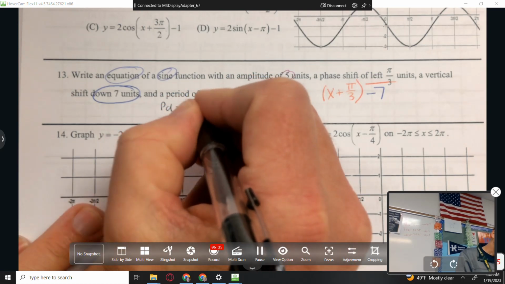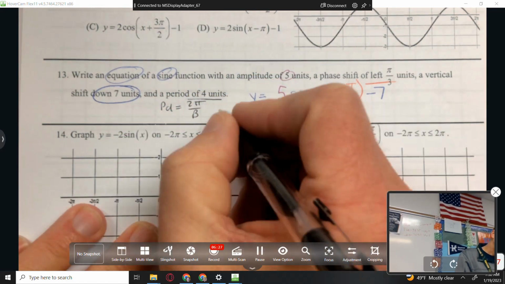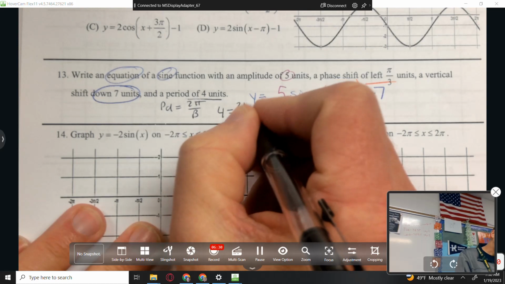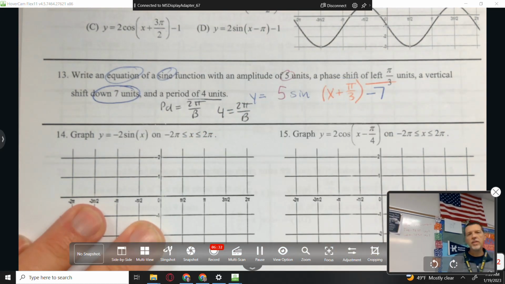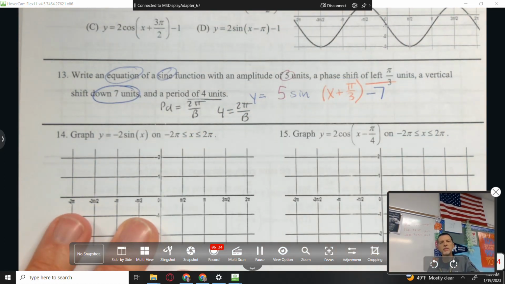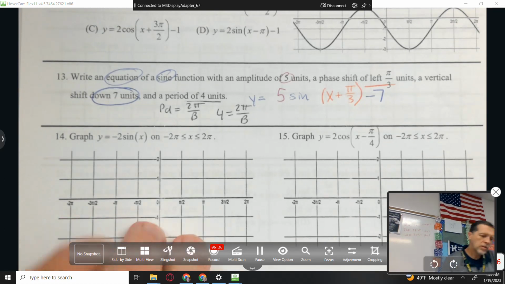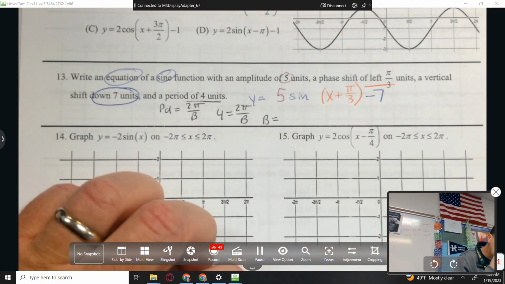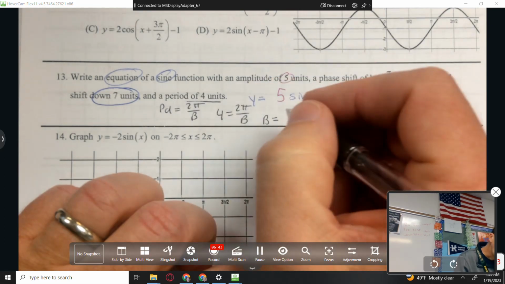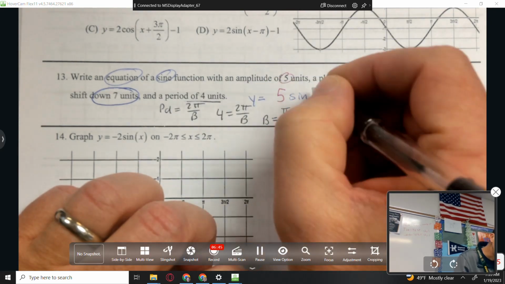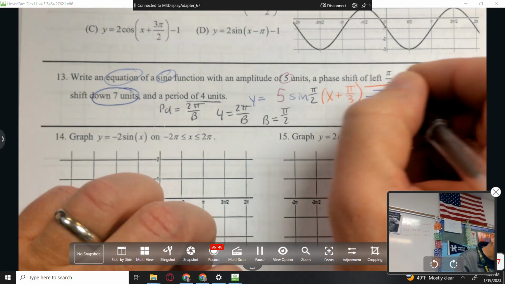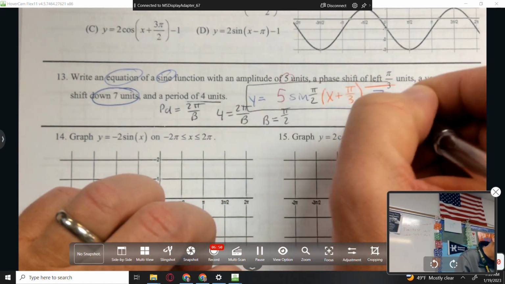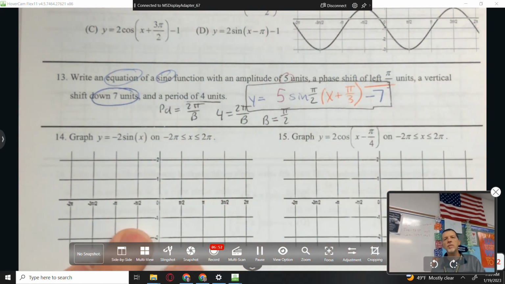Okay, period is 2 pi over b. So that means 4 equals 2 pi over b. Then you've got to put your algebra hat on and rearrange some things, and b equals 2 pi over 4, or pi over 2. That one would be a terrible one to graph, but we're not asking you to graph it, just write the equation.